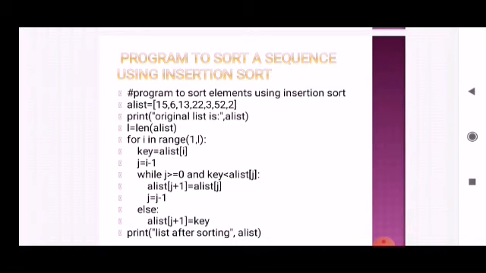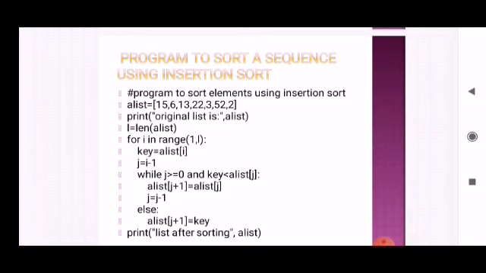means j is less than i, because i starts with 1. Now we compare: if j is greater than or equal to 0 and key is less than a of j, swapping will be done and j is j minus 1. In this case, every element going back is compared with the previous element, again compared with the previous element, because j is j minus 1. This way we are comparing.